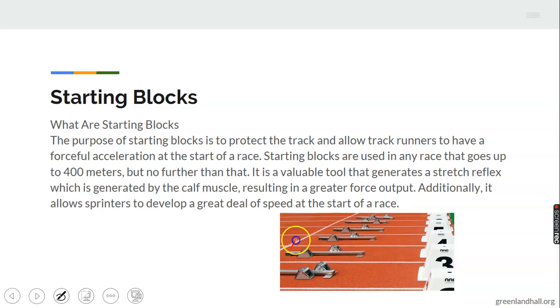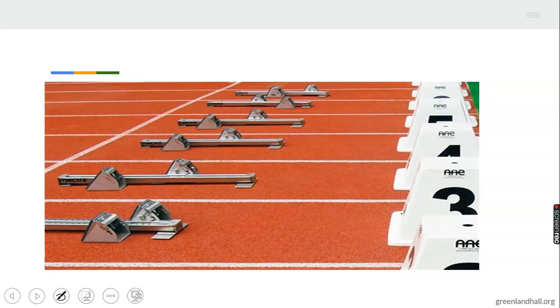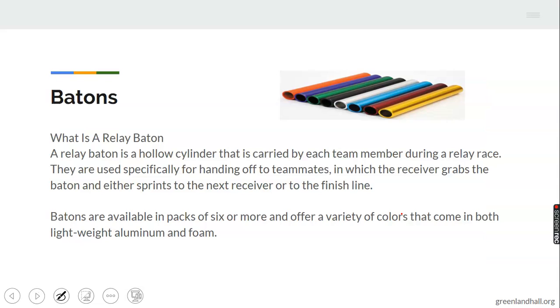When they want to start, these starting blocks help them to have a great deal of speed. You can see them. They spring on it and then they are able to move at a very fast pace. Okay, this is it for a clearer view. Then we have the batons.